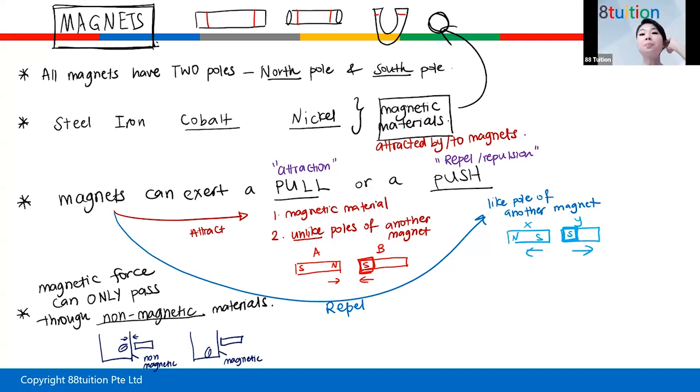Okay, yes, Tegan? I think you labeled it wrongly because for the non-magnetic, you showed the magnet attracting the ball. Yeah, what's wrong with that? Magnetic force, Tegan, can only pass through non-magnetic materials. Correct, Tegan? So let's say setup A on the left.